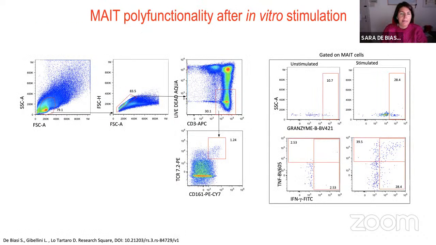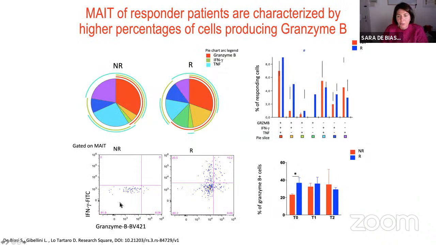Finally, we analyzed the MAIT polyfunctionality after in vitro stimulation, and what we find out is that these cells after stimulation with IL-12 and IL-18 were characterized by higher level of production of granzyme B and interferon gamma. Regarding polyfunctionality, what we can say is that the cells that are able to produce granzyme B and TNF alpha were higher in responder if compared to not responder. And if we analyze only the production of granzyme B, we can see here that responder patients are characterized by higher level of granzyme B production.